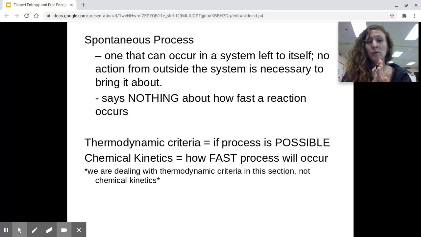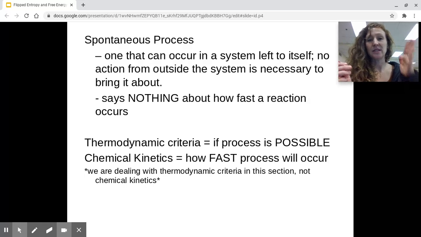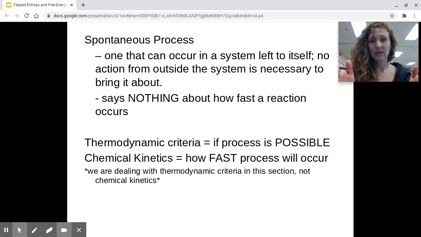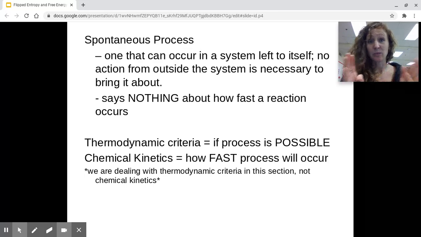So you have to divide in your mind this idea between spontaneity and speed. Okay, they don't overlap. They don't influence each other. Okay, they're completely separate. So what we're dealing with in this chapter is spontaneity. We are not dealing with speed at all in this chapter.